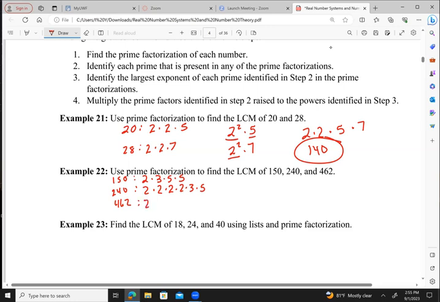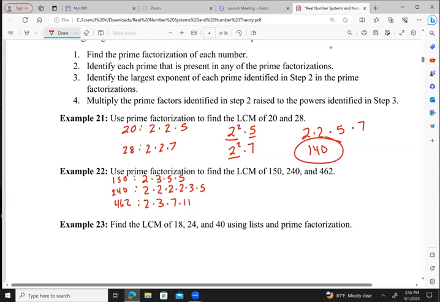Here I have 2 times 231, 3 times, let me think about that one. 231 divided by 3 is 77. So that is 7 times 11.